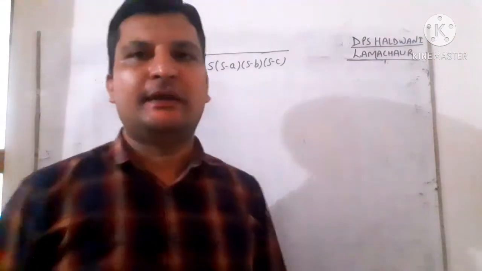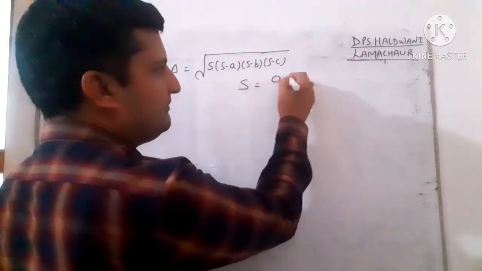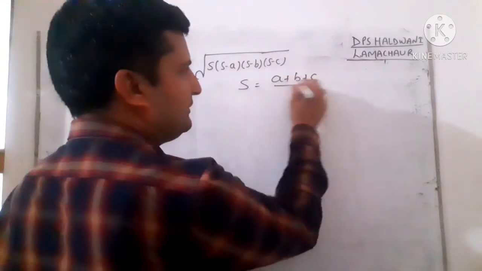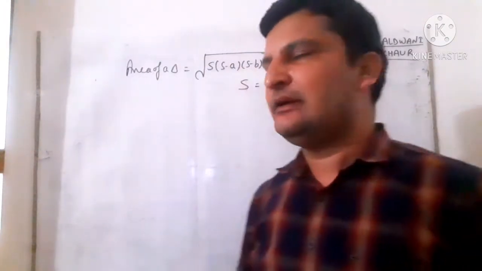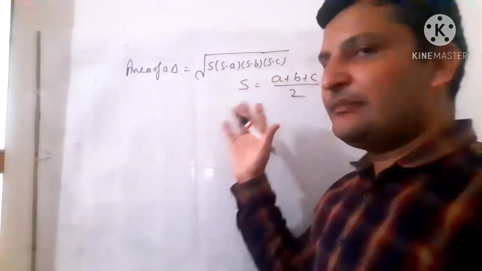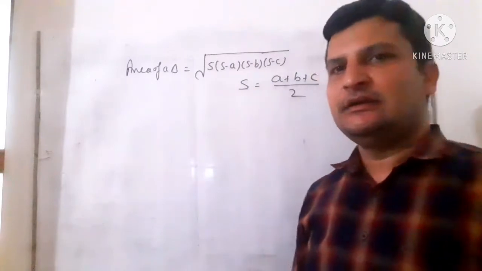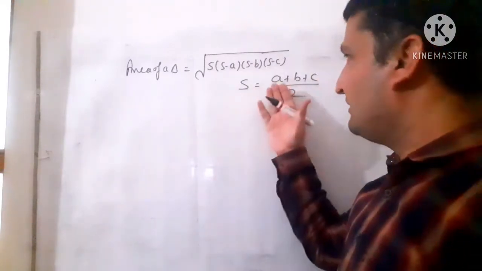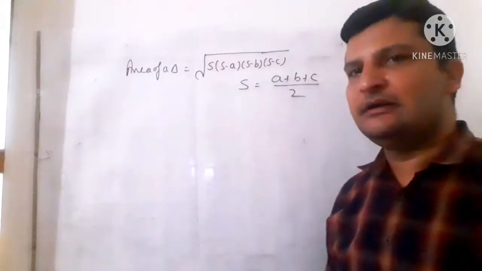So what is the meaning of S here, students? I am telling again. S is equal to (a plus b plus c) by 2. S means the semi-perimeter of a triangle. We know that the perimeter of a triangle is 2S, so 2S is equal to a plus b plus c, and S is equal to (a plus b plus c) by 2. This is the formula for finding the area of the triangle.